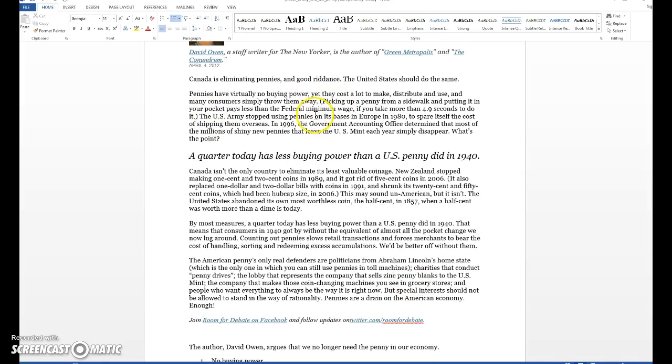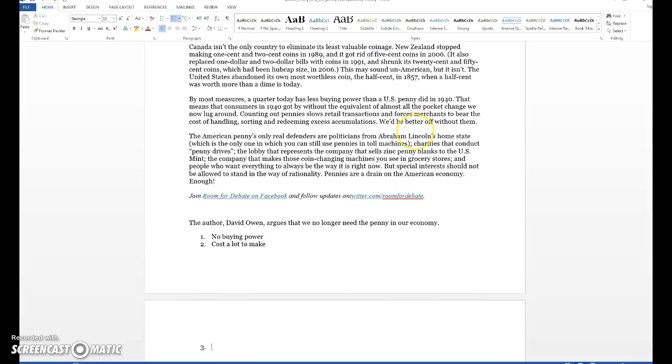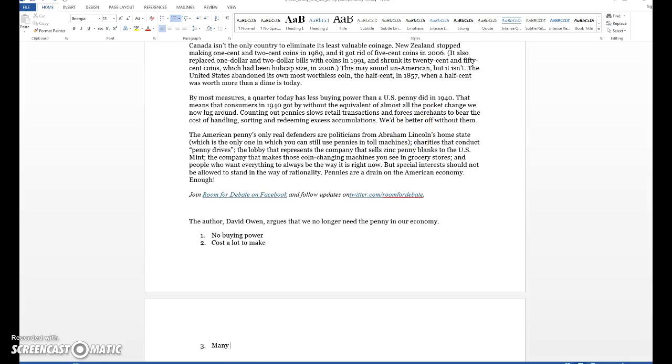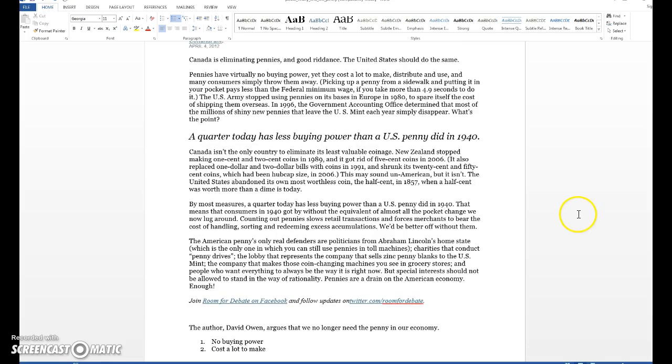And many consumers simply throw them away. Let's say many people throw them away. I don't think I've ever, well, I probably have thrown a penny away before, now that I think about it.